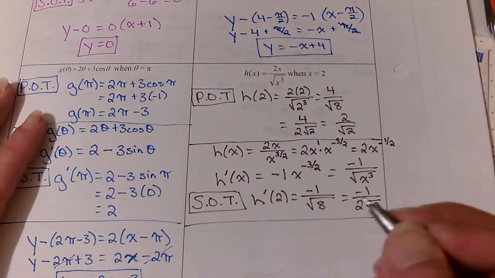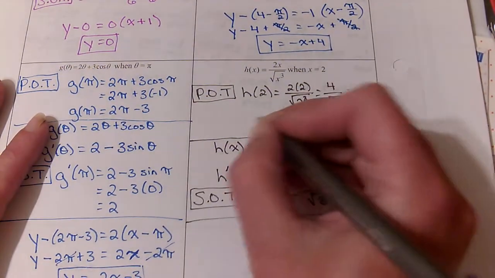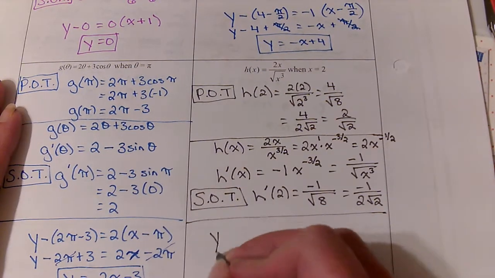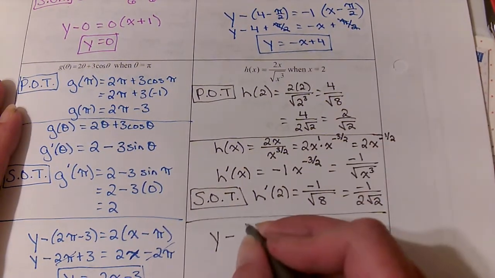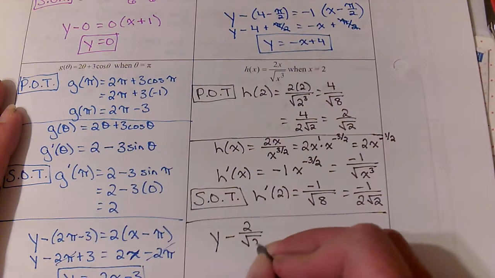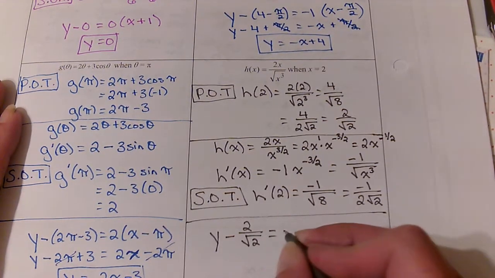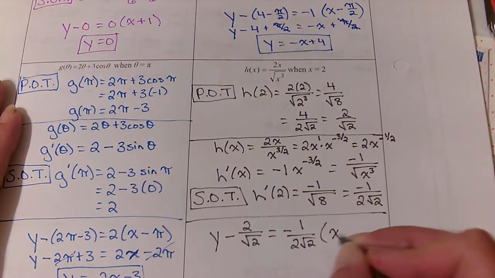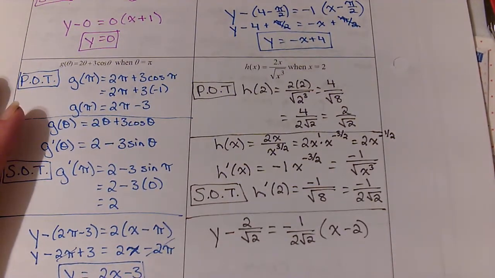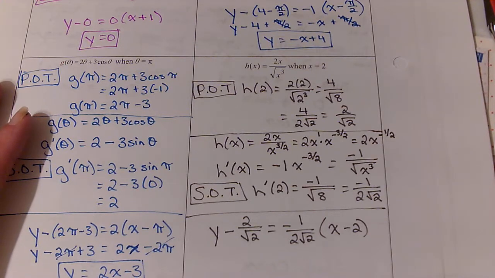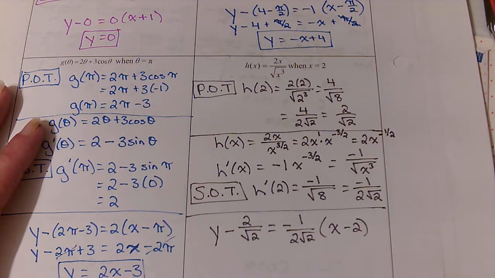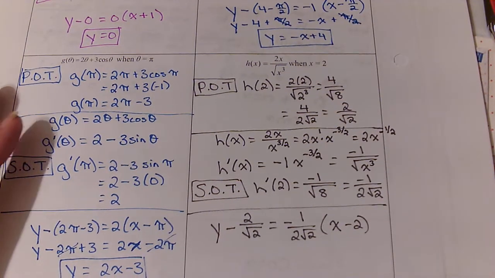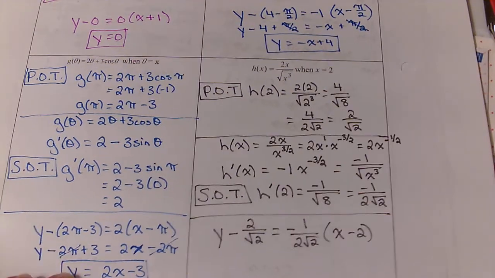So for my equation of the line, y minus the y value, the slope, times x minus 2. Now technically that's a perfectly good answer, so I'd leave it.